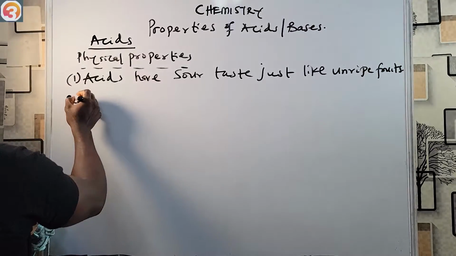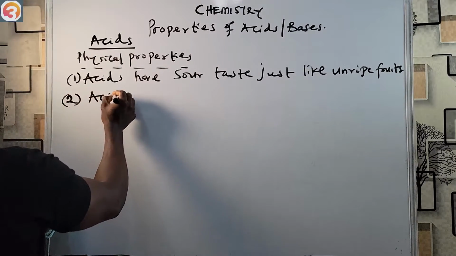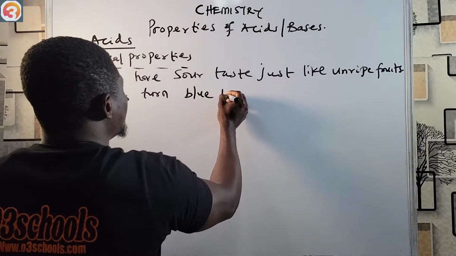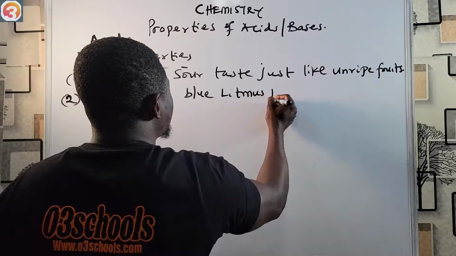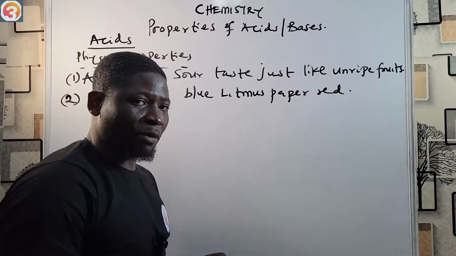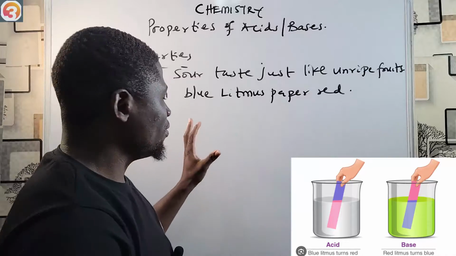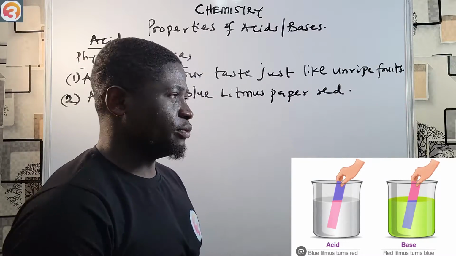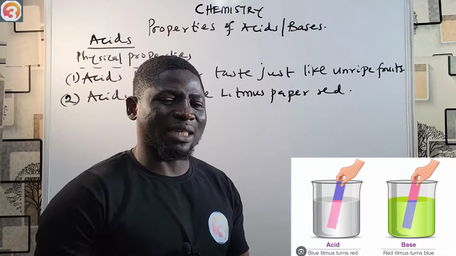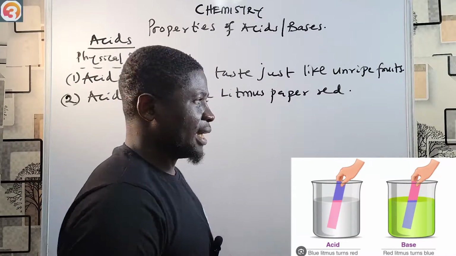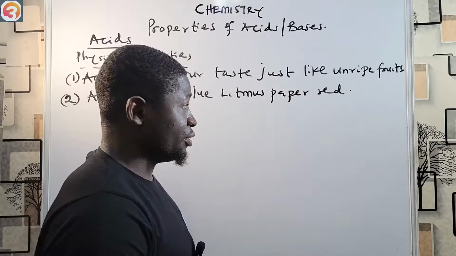Number two, acids turn blue litmus paper red. This is another property of acids. Once a blue litmus paper comes in contact with an acid, it immediately turns it to red. I'm sure you have done those experiments in your secondary school before.